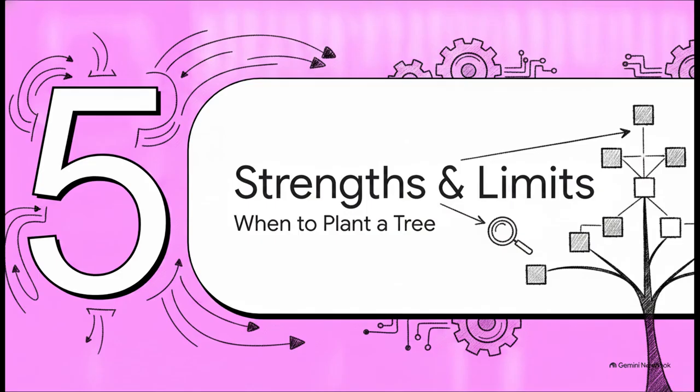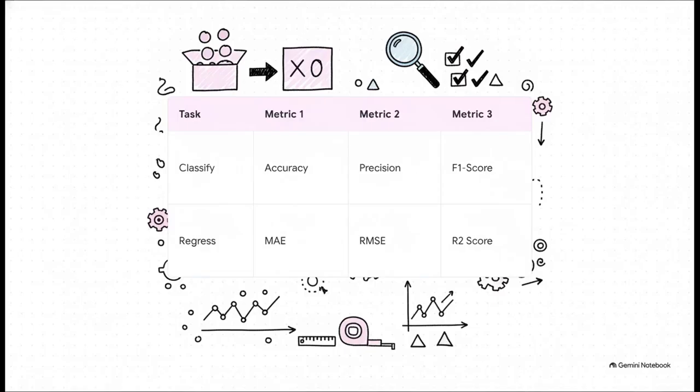So, how well does this actually work in practice? Let's cover Section 5, Strengths and Limitations. When to actually plant a decision tree. First up, we have to know how to grade our tree's performance. The evaluation metrics depend entirely on whether we planted the tree to predict categories or numbers.